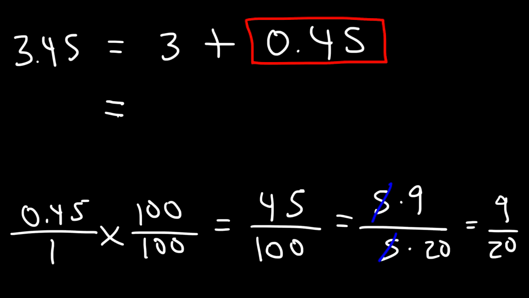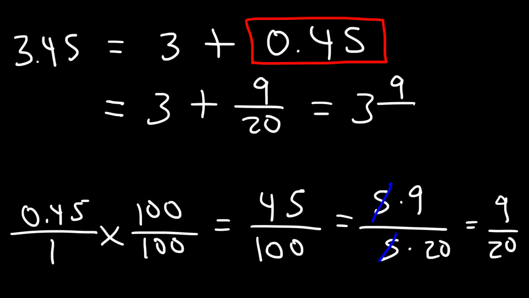Now going back to the top, we have 3 plus 9 over 20, which we can write as a mixed number, 3 and 9 over 20. And so there are many ways in which you can arrive at the right answer. There are multiple ways. You just have to pick and choose which method works best for you.